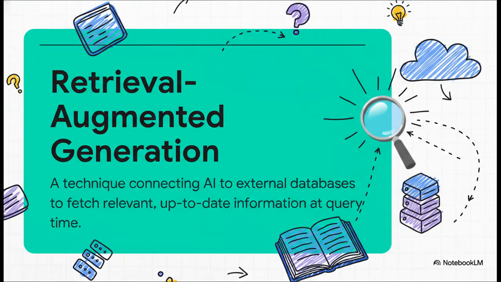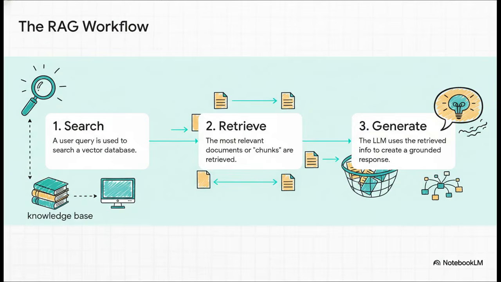So what is RAG, really? At its core, it's a technique that lets an AI go out and fetch information from external sources the very moment you ask it a question. So instead of just relying on what it was trained on, it actively finds the most relevant, up-to-the-minute info to build its answer. And here's how that little dance works.